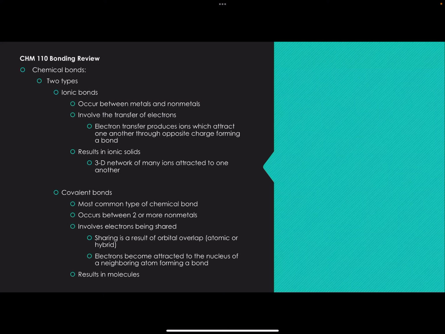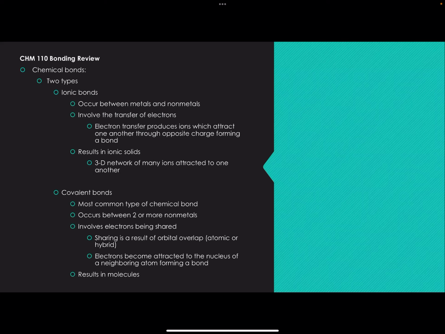Now, our covalent bonds are going to be our most common type of chemical bond. They occur between two or more nonmetals. They involve electrons being shared. That sharing is a result of orbital overlap. So again, you would have covered that in your first semester chemistry class. We're going to have overlap of our orbitals. They could be atomic orbitals, they could be hybrid orbitals. But when those orbitals overlap, the electrons get shared between the two nuclei.